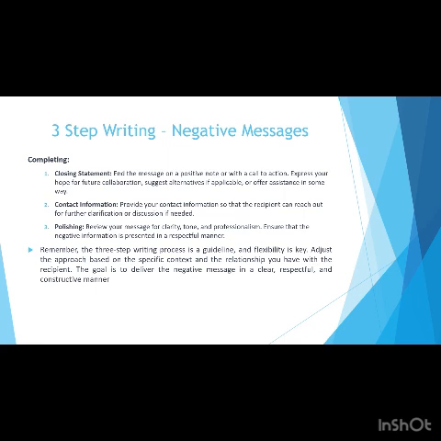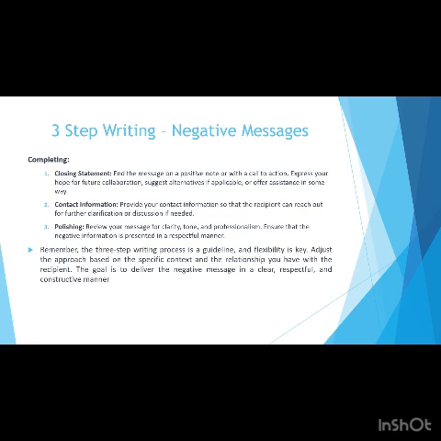While the three-step process is a useful guideline, it's always important to remain flexible. Depending on the context and your relationship with the recipient, you may need to adjust your approach. For example, if you have a close relationship with the recipient, you might opt for a more personal tone. However, the goal of the three-step writing process for negative messages is to deliver bad news in a way that is clear, respectful, and constructive.